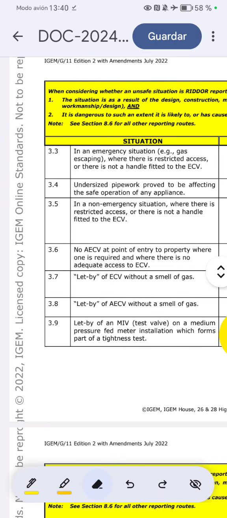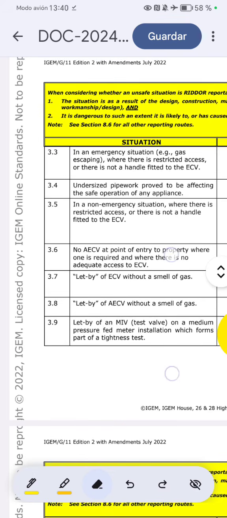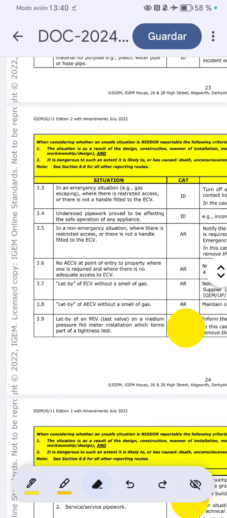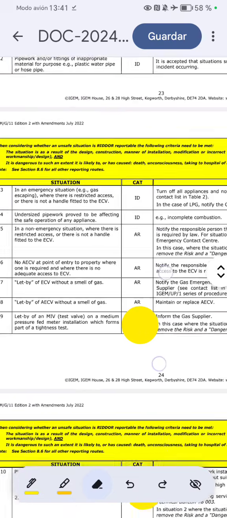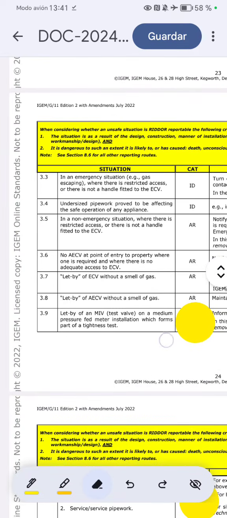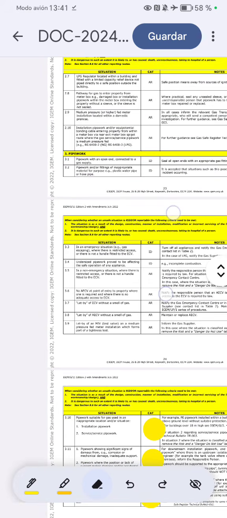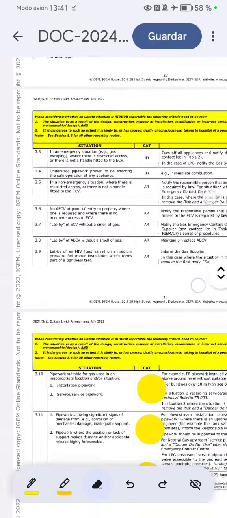Okay. Let by of a MIV test valve. Meter inlet valve, I think. On a medium pressure fed meter installation which forms part of a tightness test. Let by, I'm going to say at risk. Inform the gas supplier. Let by, at risk. Okay. It's funny how it follows, there's these little patterns, ID, and then it goes back into at risk. And then if you can remember that would be great.